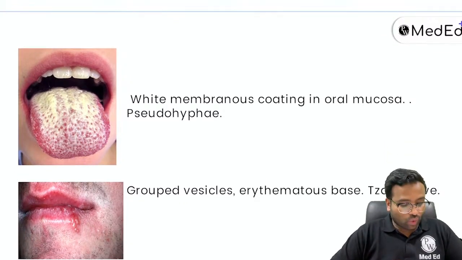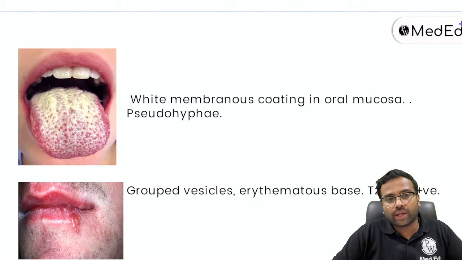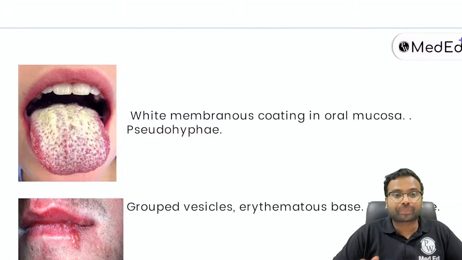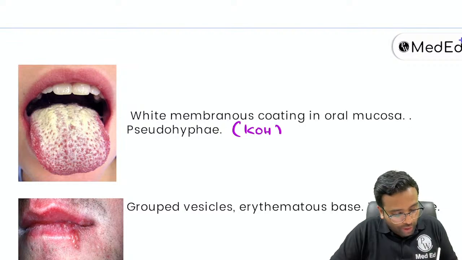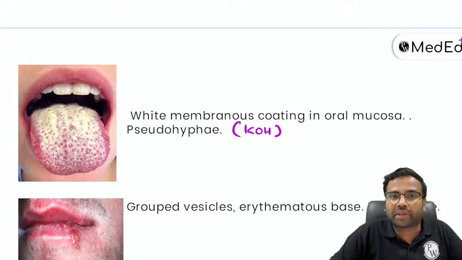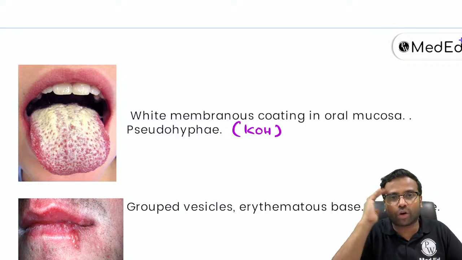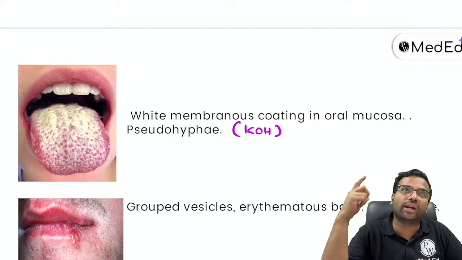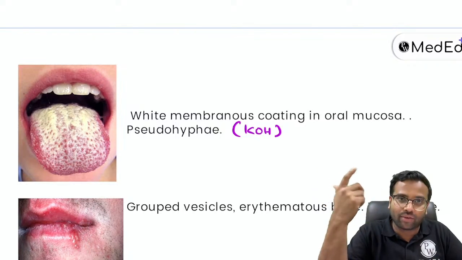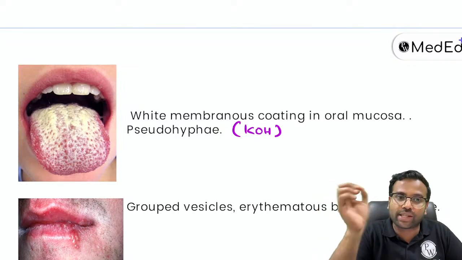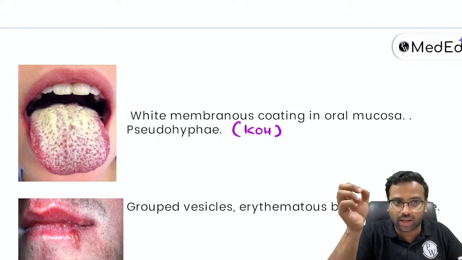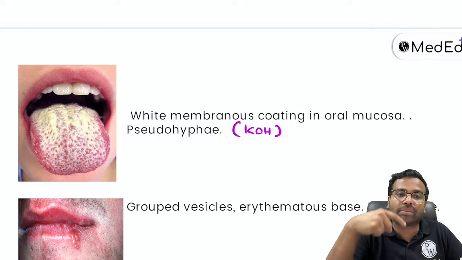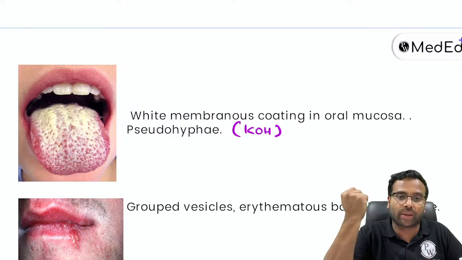The clue says white membranous coating in the oral mucosa, and you can find pseudo hyphae in the KOH. Now again, KOH, you start thinking about fungal infection. Earlier you saw hyphae when it was dermatophytosis. Now you see pseudo hyphae. So somewhere you can connect this with microbiology as well. And what do you see? White membranous coating in the oral mucosa. Who can answer?